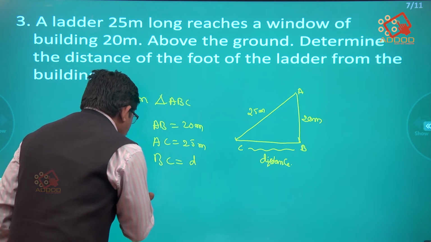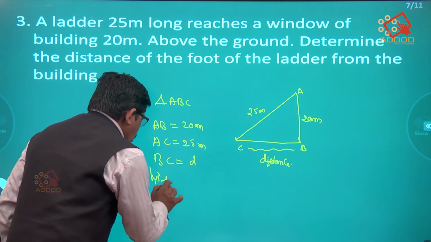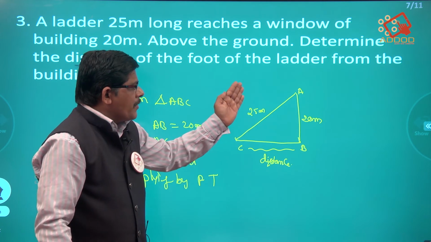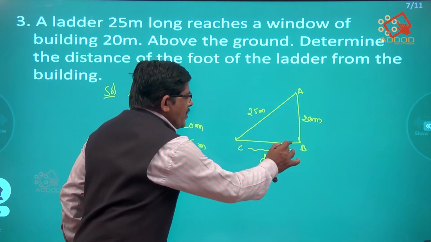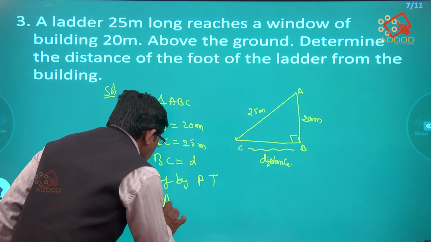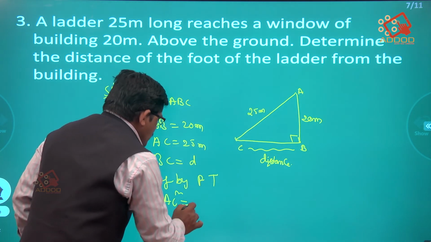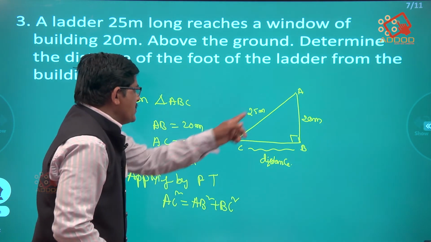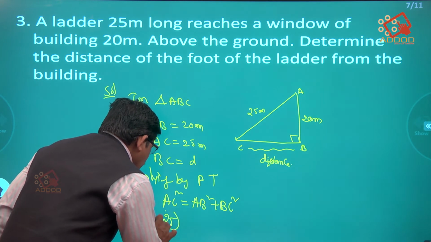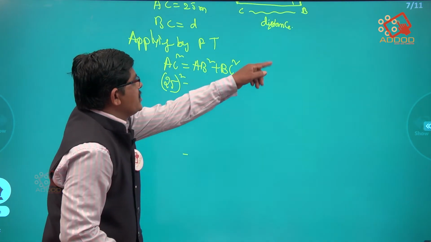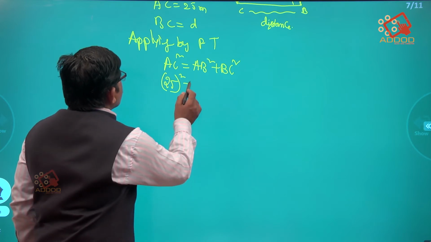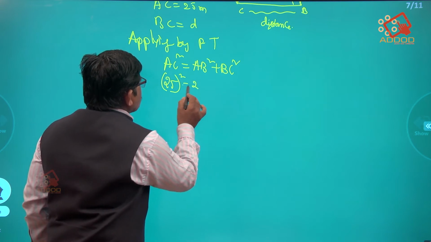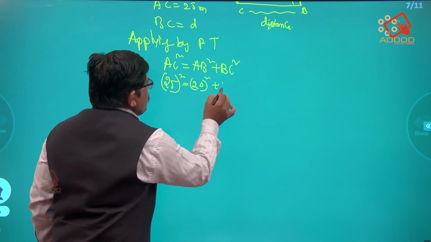Applying the Pythagoras theorem. What is the Pythagoras theorem? The square of the hypotenuse side is equal to the sum of the squares of the other two sides. Therefore, AC square is equal to AB square plus BC square. AC is given as 25, so 25 whole square is equal to AB, which is 20, whole square, plus BC square.